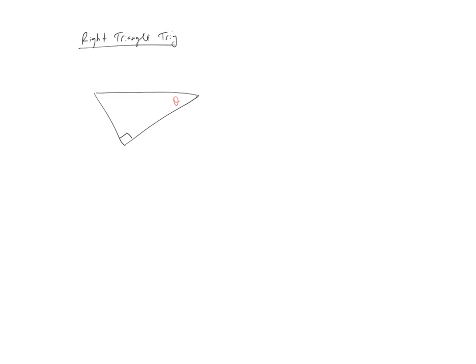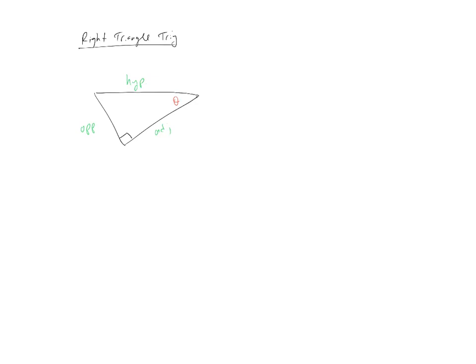So if we call that angle theta, instead of x's, y's, and r's, because again we don't have the xy plane anymore, we can view things as opposite, adjacent, and hypotenuse. So it's pretty clear that the longest side here would be the hypotenuse. The side opposite angle theta we'll call OPP for opposite. And then the adjacent side would be the one marked ADJ for adjacent.